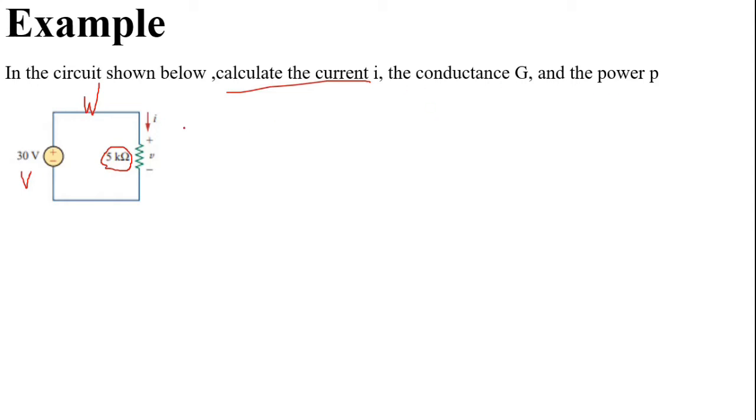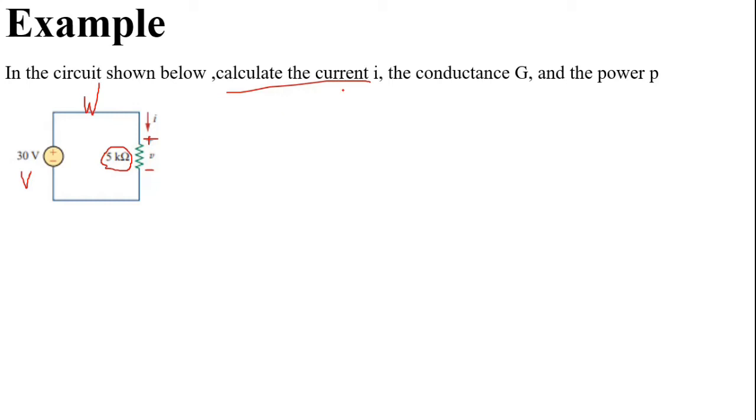For such a question, first you have to assign the passive sign convention. For a passive element, current must enter the positive terminal. So the passive sign convention can be like this. As you see, current is entering the positive terminal of this element. Now let's calculate the first one.